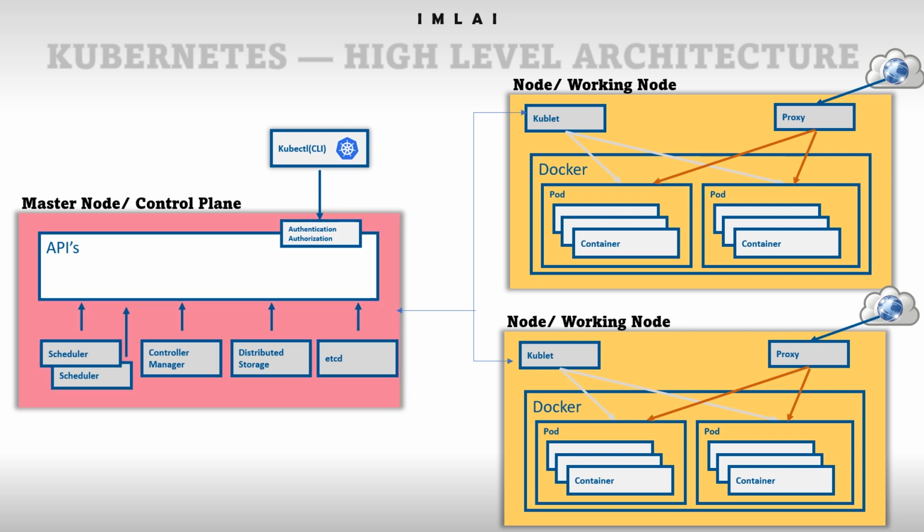So a Kubernetes cluster also contains one or more master nodes that run the Kubernetes control plane. The control plane consists of different processes. The control plane's components make global decisions about the cluster, for example, scheduling, as well as detecting and responding to cluster events. For example, starting up a new pod when a deployment's replicas field is unsatisfied.